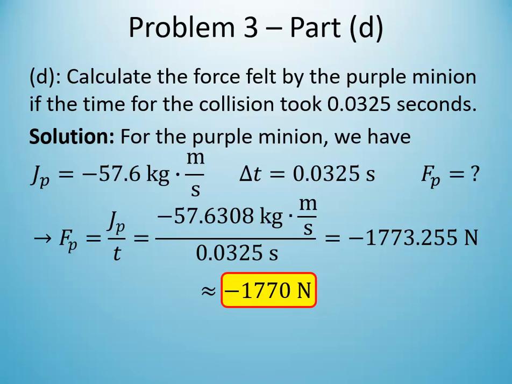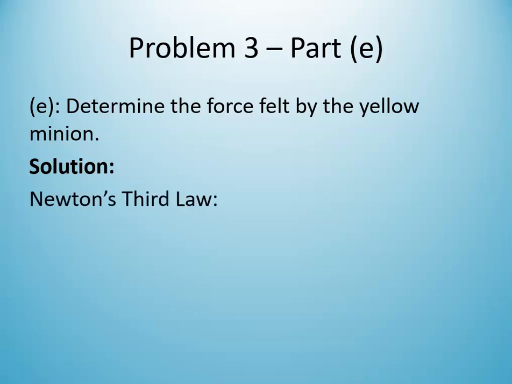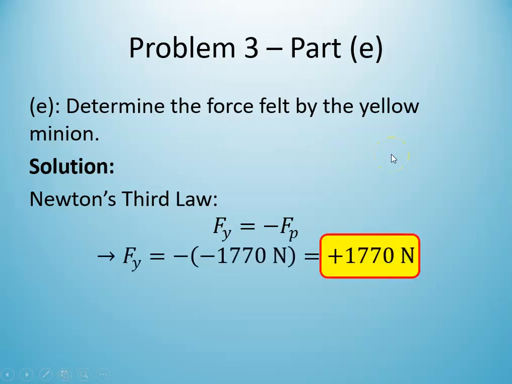So the purple minion feels a force of 1770 newtons toward the left, whereas the yellow minion, by Newton's third law, should feel a force of 1770 newtons toward the right, because every force results in an equal and opposite force, the equal part being the fact that these magnitudes are the same, the opposite part being indicated by the minus sign, just like before, and the result is indeed what we expect.